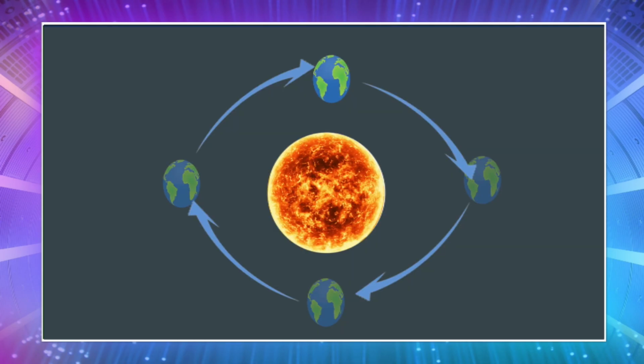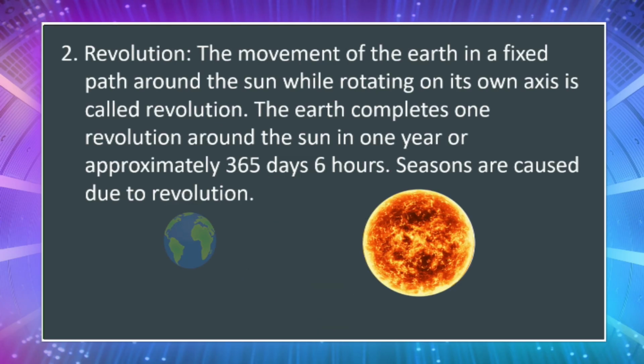Children, observe this image. This image shows the revolution of the earth around the sun. That means, the earth while rotating on its own axis also moves round the sun, which is known as revolution. The movement of the earth in a fixed path around the sun while rotating on its own axis is called revolution. The earth completes one revolution around the sun in 1 year, or approximately 365 days, 6 hours. Seasons are caused due to revolution.